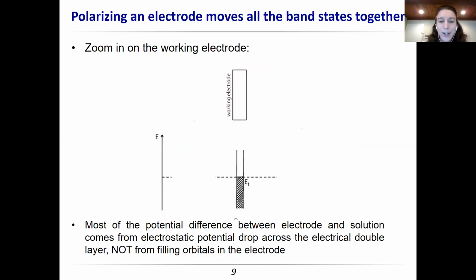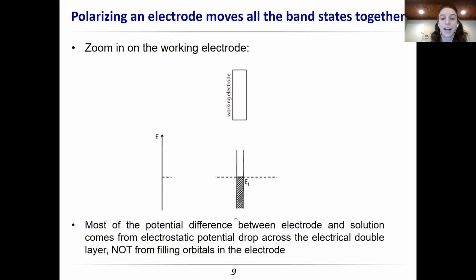So what do I mean by charging an electrode and changing the energy of the Fermi level? It's a common misconception that when I charge an electrode and change the potential at the electrode versus the reference electrode, what I'm doing is filling and emptying energy levels associated with the band of the electrode. We are adding a couple electrons or a small number of electrons to the electrode itself. But when I change the potential at an electrode, most of the difference in potential that I'm gaining from that is coming from the electrostatic potential drop across the electric double layer.